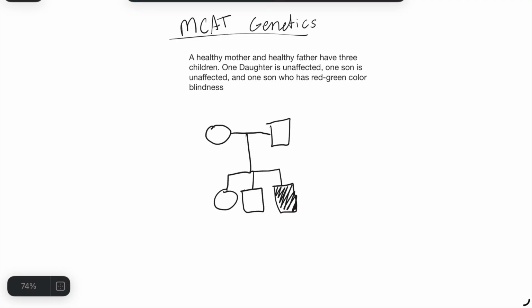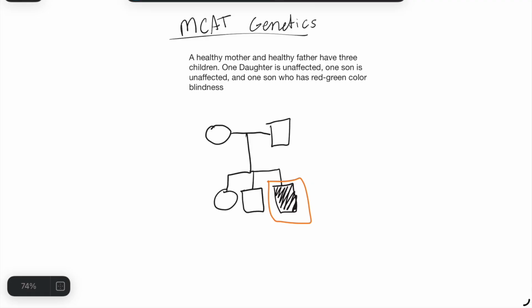We said if it's X-linked dominant, the mother will show. The mother is unaffected. It says in the problem that she's a healthy mother, and we didn't shade her in. That means that she does not have this trait. She could be a carrier, but she is not actively expressing it. The one son does have it. We know that in X-linked dominant, all 3 children are expected to have it. So based off of this, we can tell that this is going to be X-linked recessive, similar to the previous example.